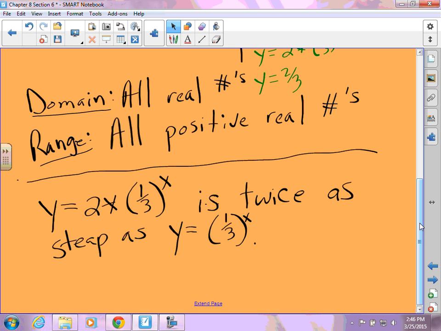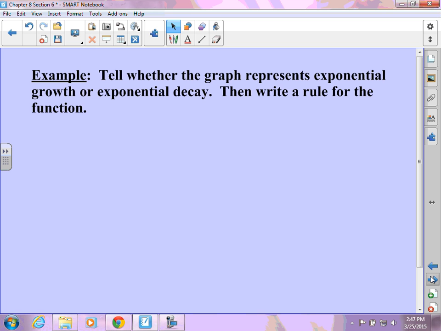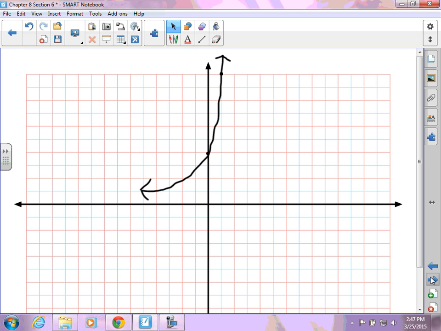Tell whether the graph represents an exponential growth or decay, and then write a rule for the function. So what we're going to do is look at this, right? First of all, if I go from left to right, am I going up or am I going down, right? You notice that I'm moving upward. So this is going to be exponential growth. Right, so it's an exponential growth.